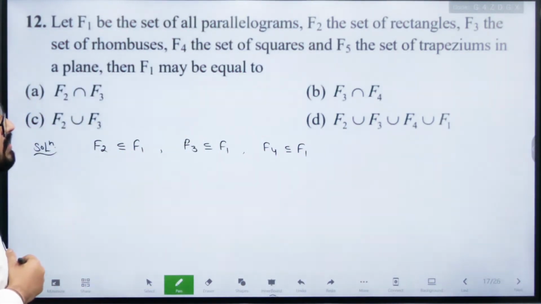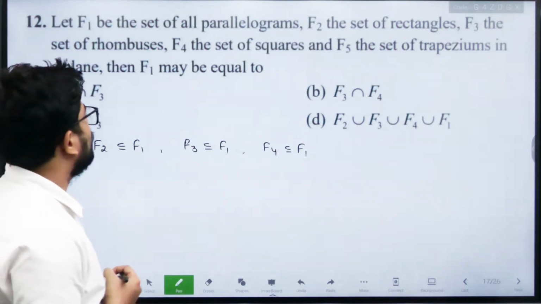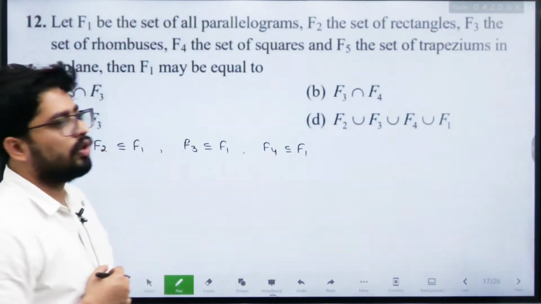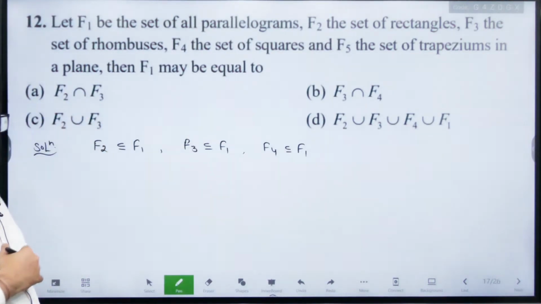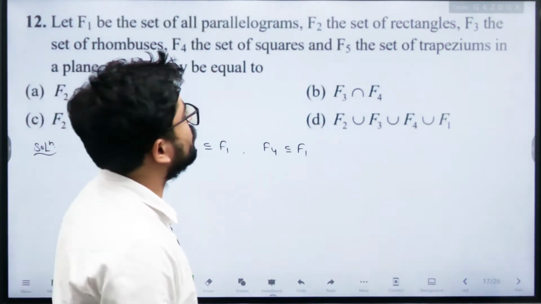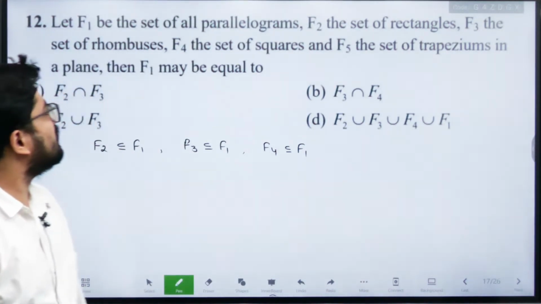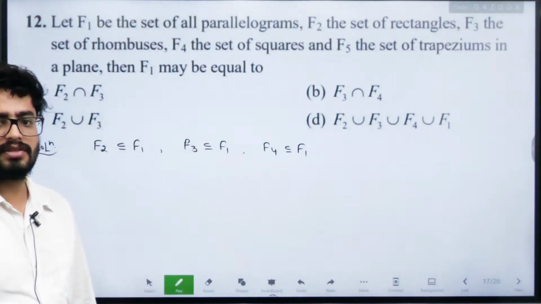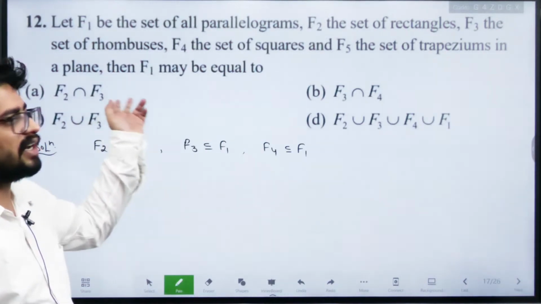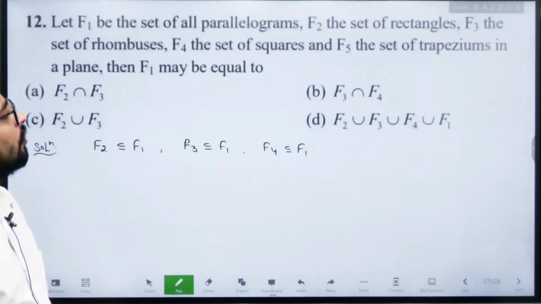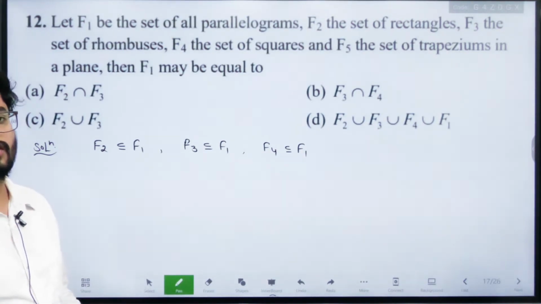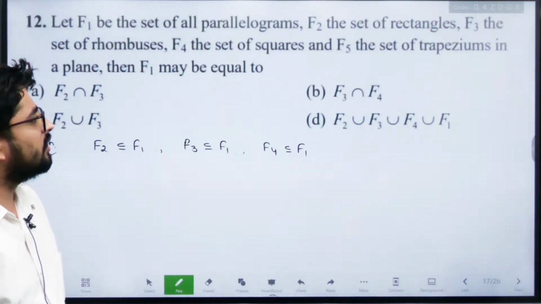Yes, and F5 is the set of trapeziums. Okay, so you have to find what F1 may be equal to. F2 intersection F3? No. F2 intersection F3 is what? Rectangles and rhombuses, the intersection. No, that's not the collection of all the parallelograms. Similarly for B, F2 union F3? No. Yes, you have parallelograms which are not rhombuses or rectangles.